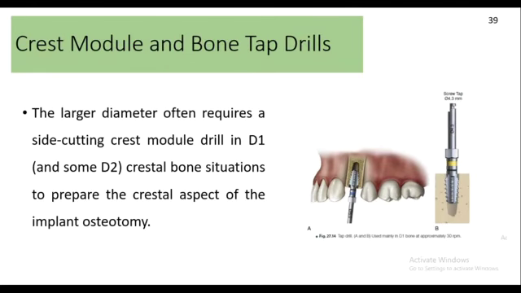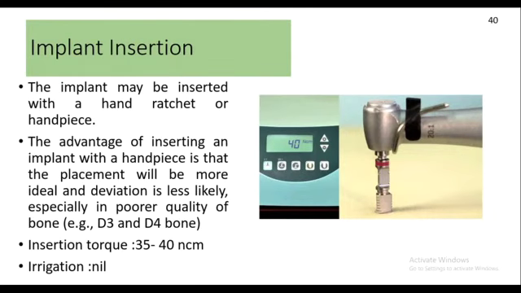Coming on to the crest module and bone tapping drills, these are large diameter drills that are often required as side cutting drills. Say, suppose in D1 bone, which is hard bone, you need to additionally drill the side, and that is done with the bone tapping drills. Then comes the implant insertion. The implant insertion torque to be maintained is 35 to 40 Ncm, and there should not be any irrigation. The advantage of inserting an implant with a handpiece is that the placement will be more ideal and less likely to deviate.